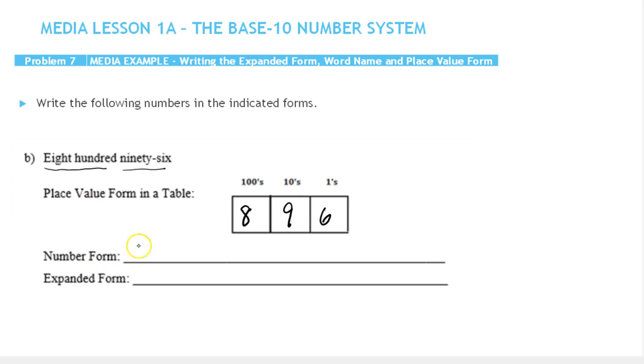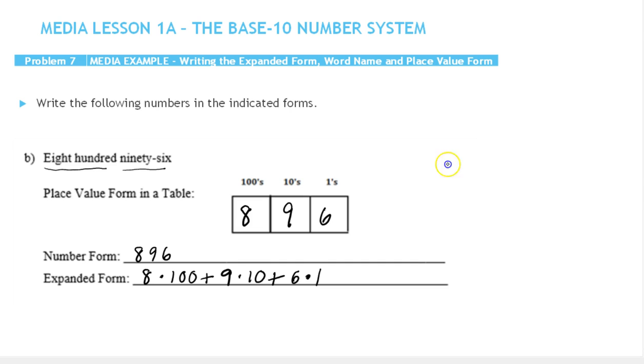So the number form or the place value form is just writing this not in a table. So this is easy once you've done the place value, 896. Now for the expanded form, we start with the largest place value, and we're going to write 8 times 100, so the digit times the place value, combined with or summed with 9 times 10, plus 6 times 1. And that will be our expanded form.